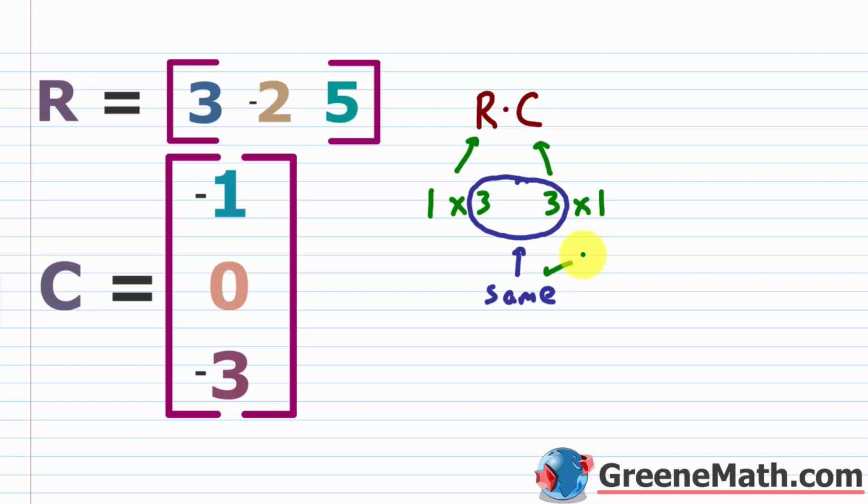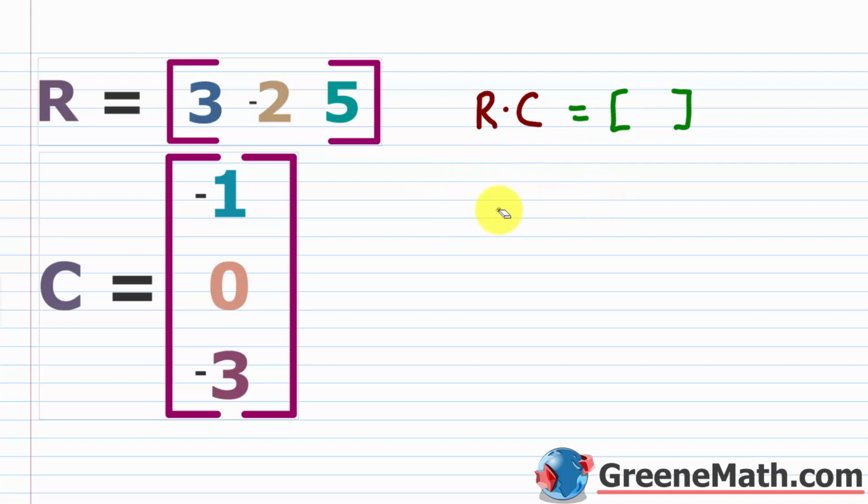The second thing you want to do here is figure out the size of the product. The way you get that is you look at these two outside numbers: the number of rows from R, and the number of columns from C. So this matrix will be a 1 by 1. Once I determine that I can perform the action, and then determine the size of the product, I go ahead and write out my matrix. I know it's a 1 by 1, so it's just a matrix with one single entry. At this point, I can erase all this. I don't need it anymore.